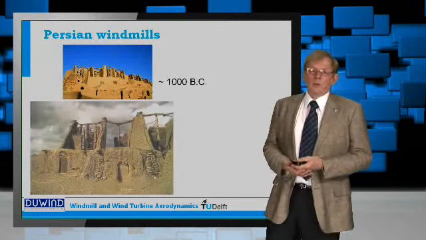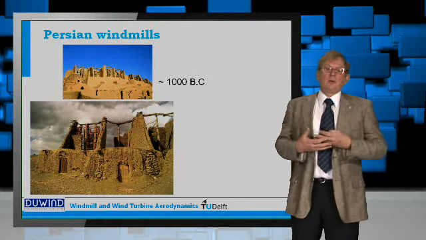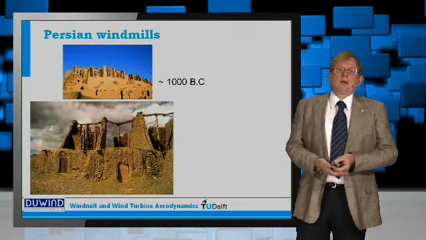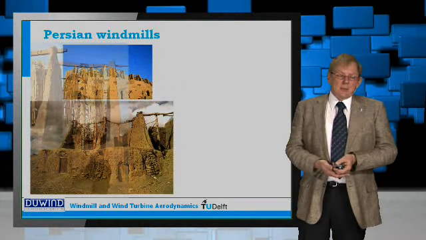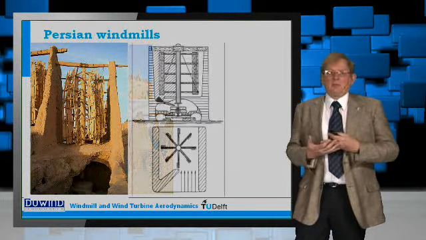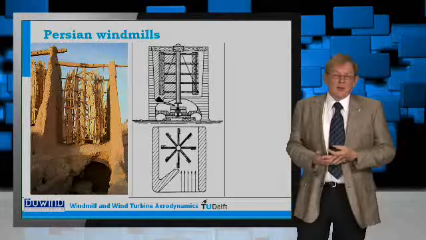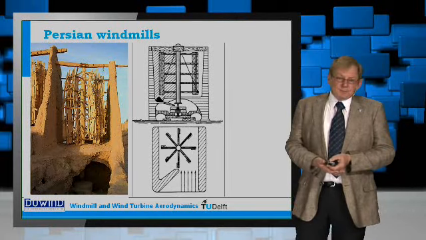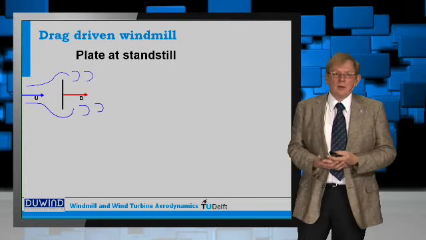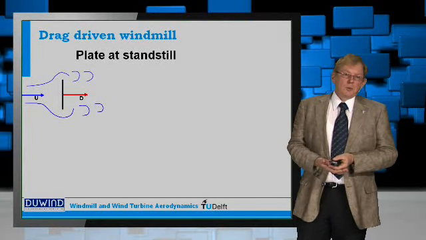There you had already some rather simple structures that used the wind to rotate some stones, and in between the stones grains were ground. This is a picture that gives you a little bit more detail about this system, and it actually consists of a number of vertical plates which are blown away by the wind. Using the wind to blow plates away is a possibility to extract energy from the wind.